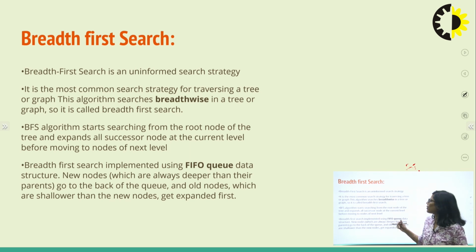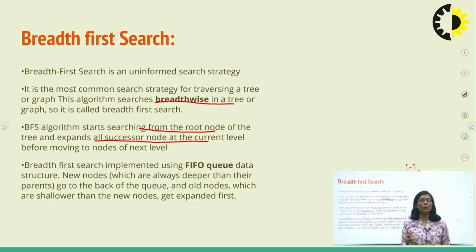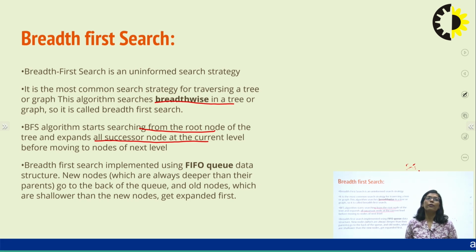So in BFS, we search the tree breadth wise, which means we start searching from the root node and expand all the successor nodes at the current level. The nodes present at the current level, we explore all of those before proceeding to the next level. It is implemented through a FIFO queue. FIFO means first in, first out. It means those nodes which have been visited first will be explored first.